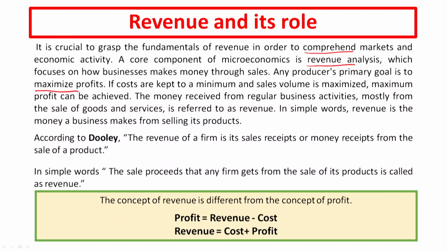As you remember, in the first lecture, we talked about the concept of maximum profit. And for that maximum profit, revenue plays a very important role. If costs are kept to a minimum and sales volume is maximized, maximum profit can be achieved. I am repeating, this is a very important point: if in the firm the cost can be minimized and the sales volume can be maximized, automatically the firm will generate a good amount of profit.